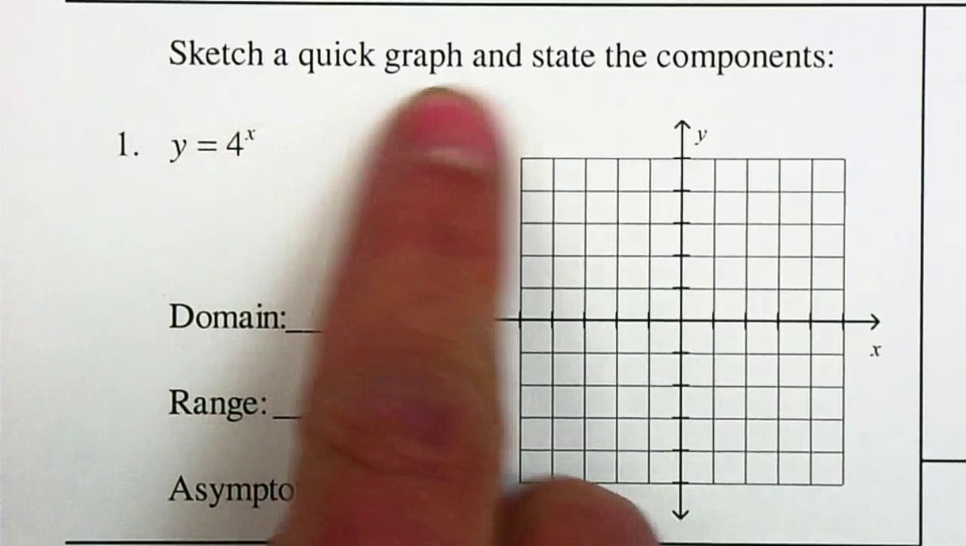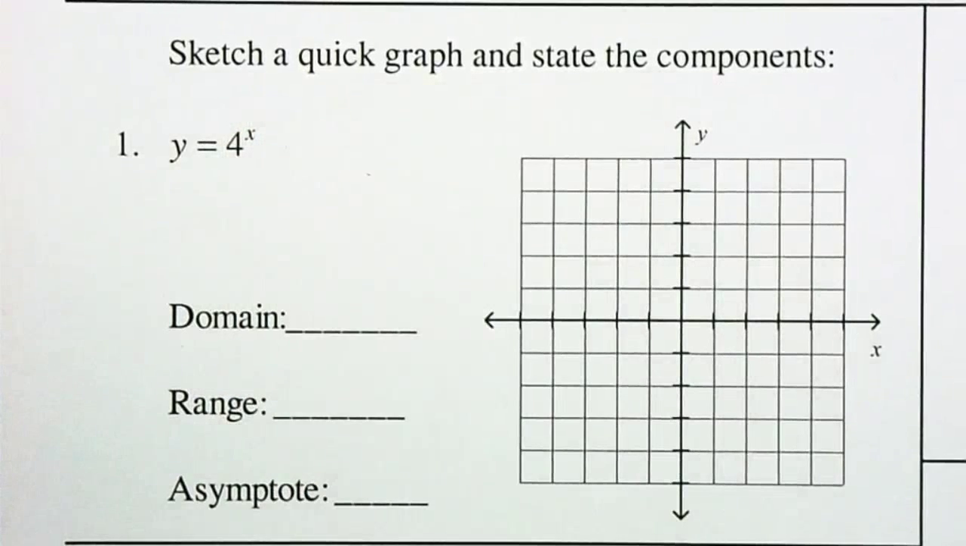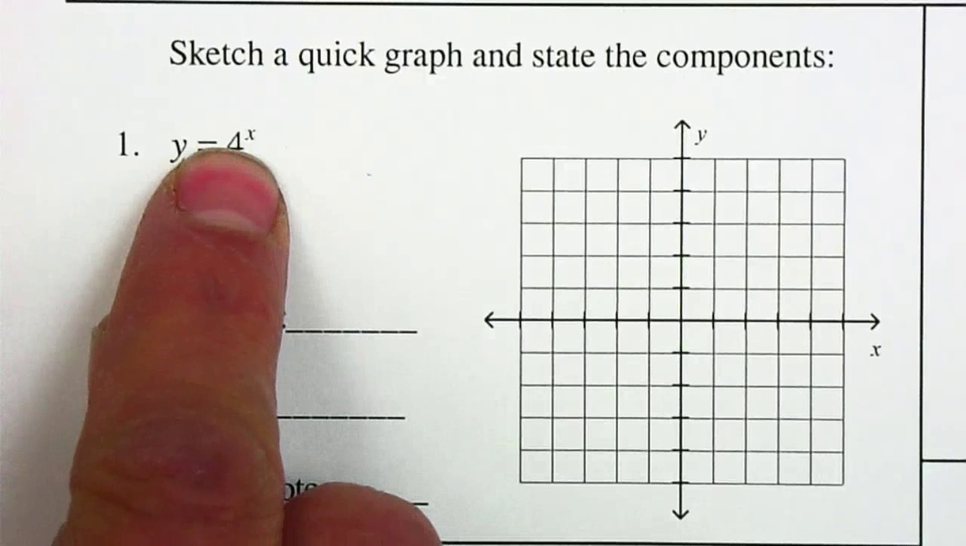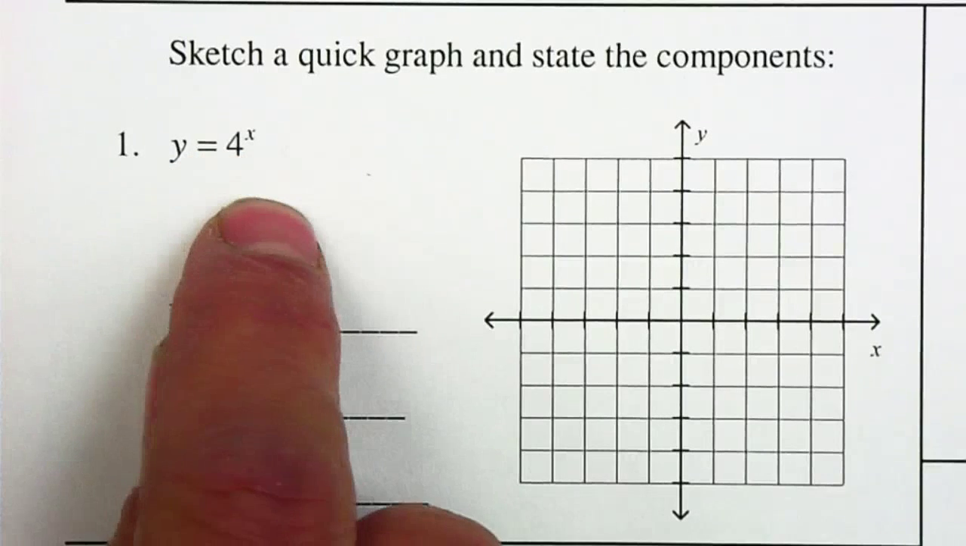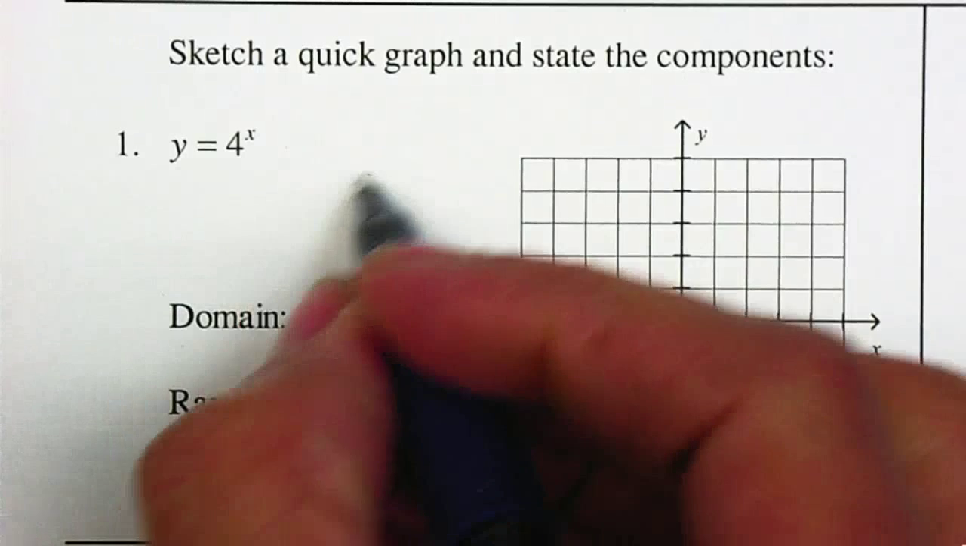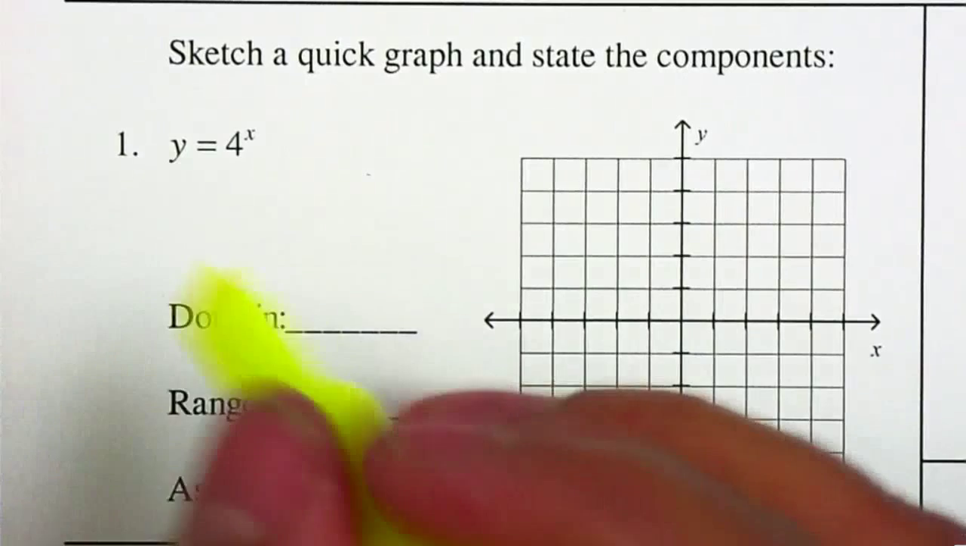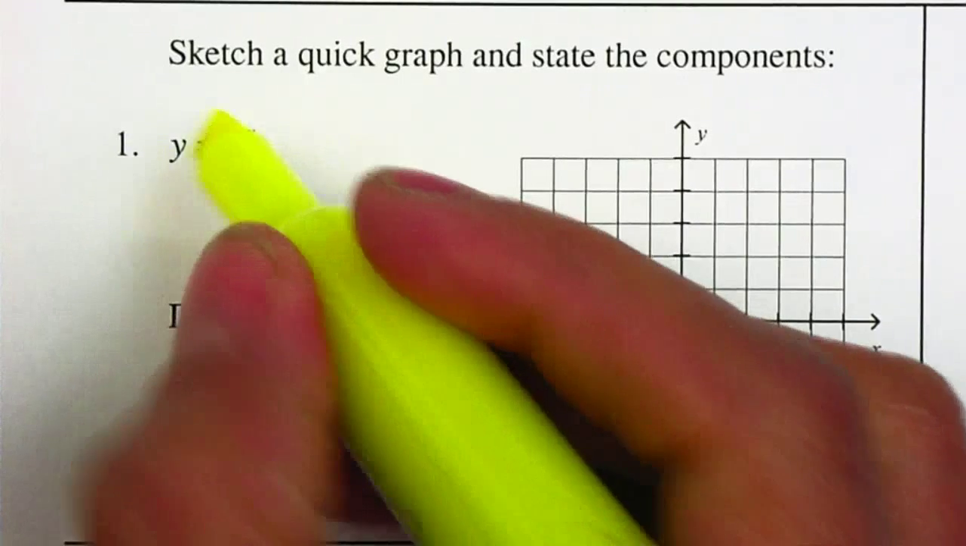Sketch a quick graph and state the components. First, you should be able to notice that x is the exponent, so therefore there will be an exponential growth or an exponential decay. To determine, we're looking to see what value is being raised to the power of x. In this case, it's 4.